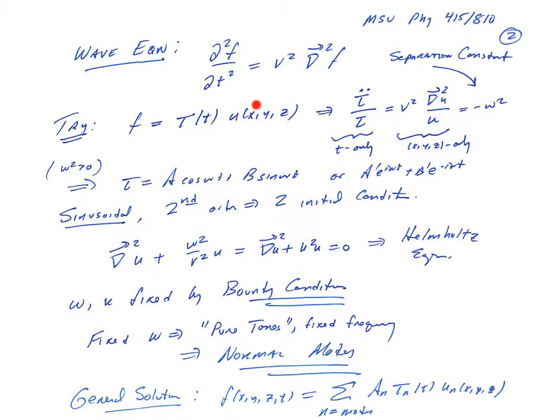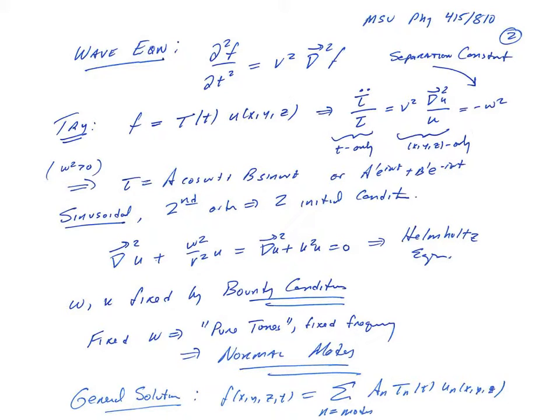If we plug this form into here and divide by f, we get tau double dot over tau equals v squared del squared u over u. This only has time dependence, this only has space dependence. Therefore, these two must be a constant. Conventionally, this constant is called minus omega squared. Again, we generally expect omega squared to be a positive real number, so that the right-hand side here is negative, for reasons that we'll see in a moment.